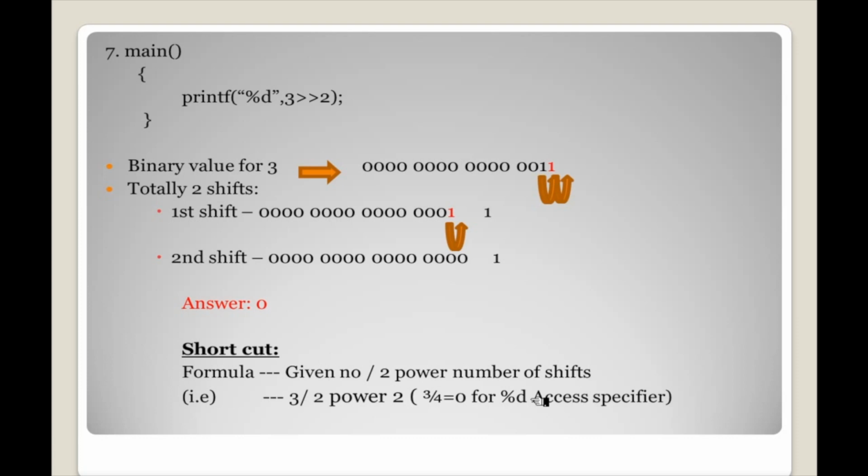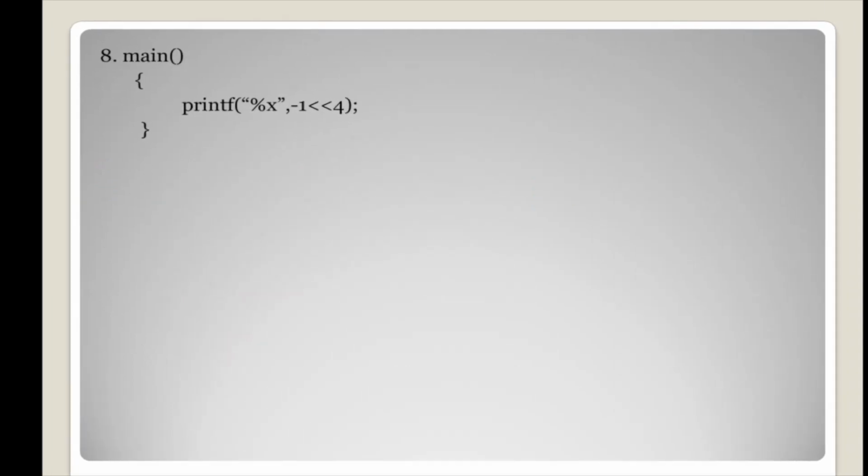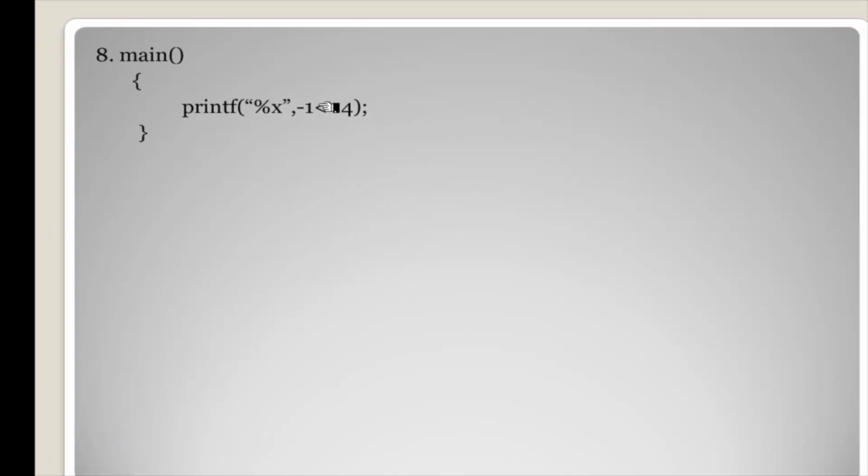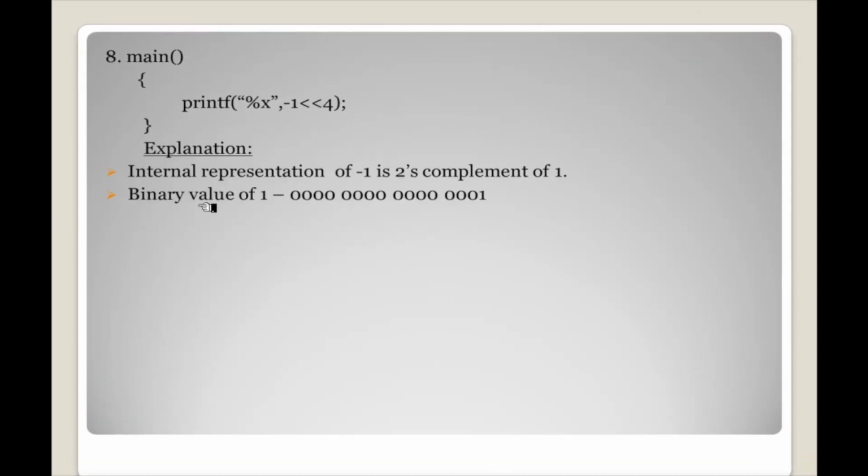Let's move into the next question. Here again a bitwise operator is used. So the first and foremost thing that should be done is we need to write down the value for -1, and then shifting should be performed on the left hand side 4 times. Whenever we write the binary value for negative numbers, we need to take the 2's complement of its own positive value. So at first, we need to write down the binary value for 1, that is, except the last bit at the LSB, all the bits will be 0.